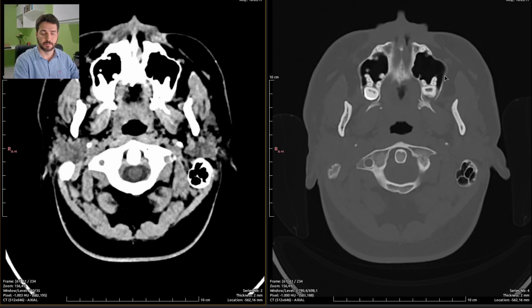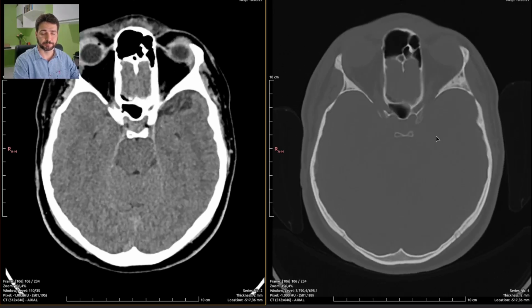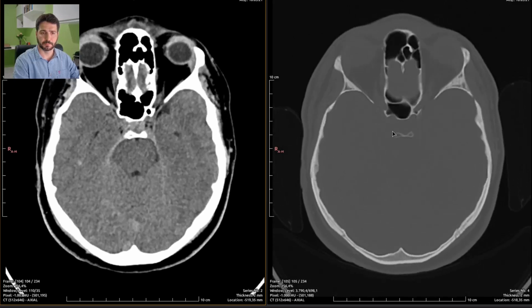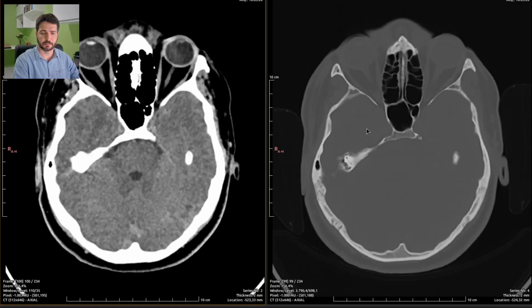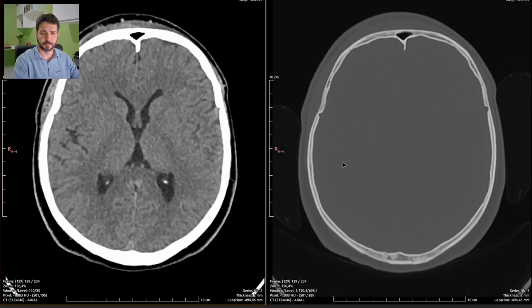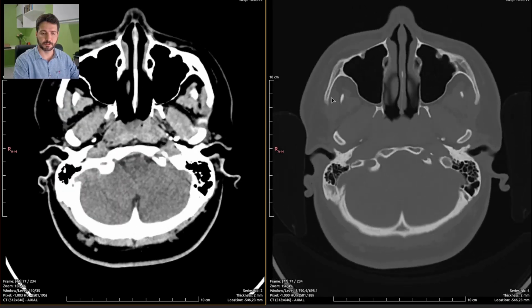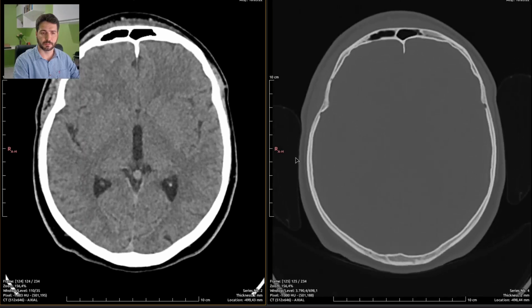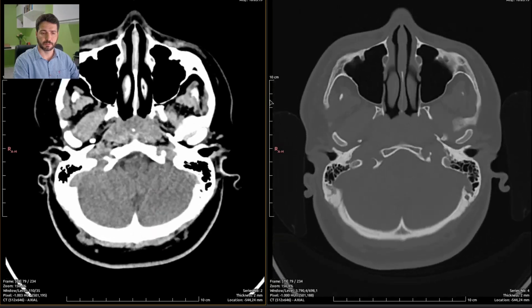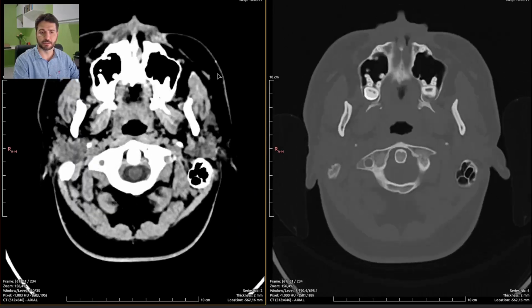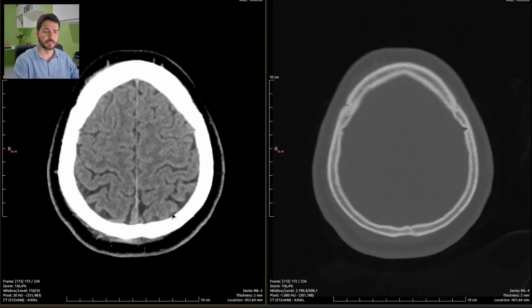So, excuse me. So, yep, this is fine. Posterior fossa, brain parenchyma, no signs of contusions, hemorrhage, or anything else that could point to actual brain damage related to the head trauma. So this is a nearly normal scan.